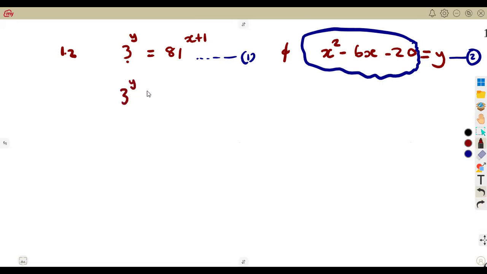That's 3 to the exponent of y is equal to 81, a prime number in the base of 3. That is 3 to the exponent of what? 4, right? So 3 to the exponent of 4, but being raised to the exponent of what? To the exponent of x plus 1. So you must have that in simplest form.